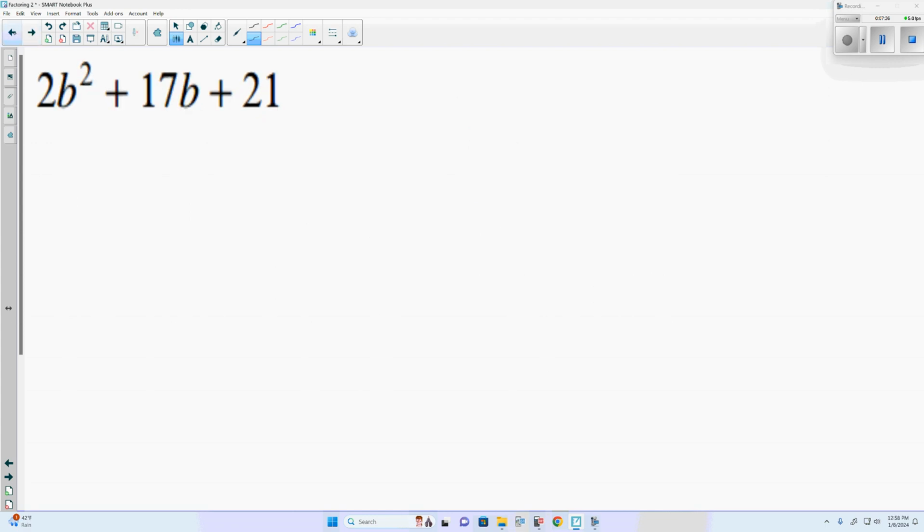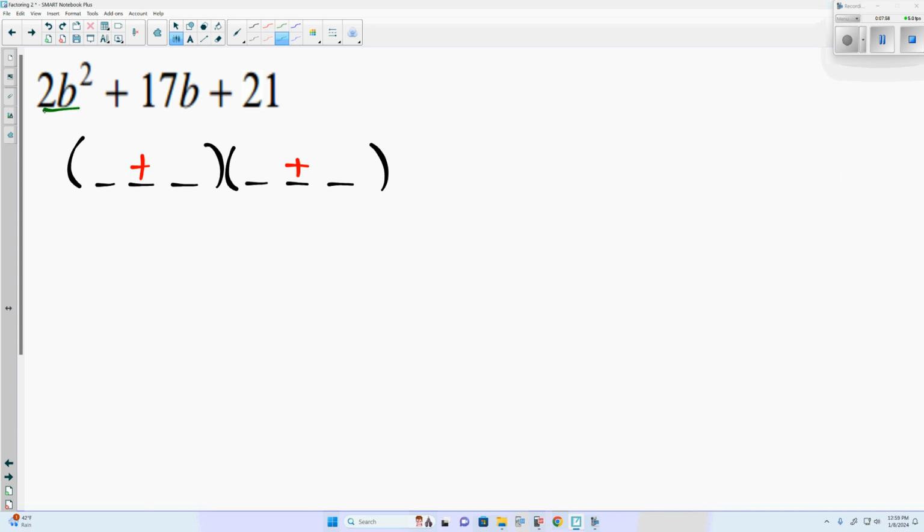2b squared plus 17b plus 21. Is there a greatest common factor between these three terms? No. So we'll move on to our next step, our 2 sets of parentheses with 3 spaces. At this point here, we can find the sign. Since the third term is positive, our signs are the same and match the sign of the middle term, which is also plus. So we'd have plus and plus.